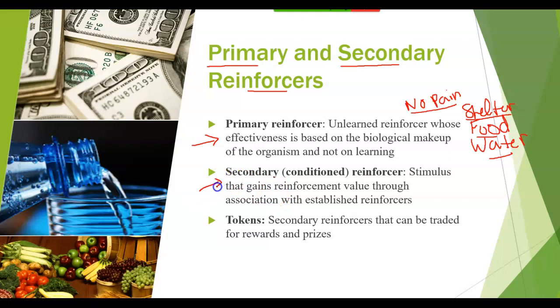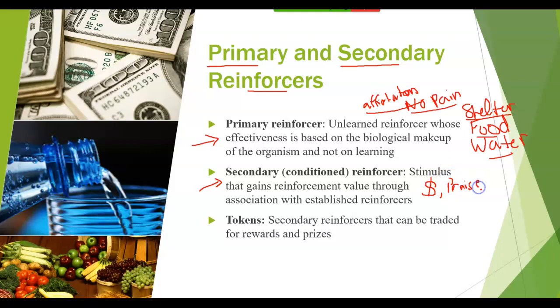Then you have your secondary reinforcers. These are stimuli that gain reinforcement value through association with established reinforcers. So the biggest one here is going to be money. But it's also things like candy, praise, affiliation. Affiliation, or having others around, is a big one. So here maybe praise from somebody.